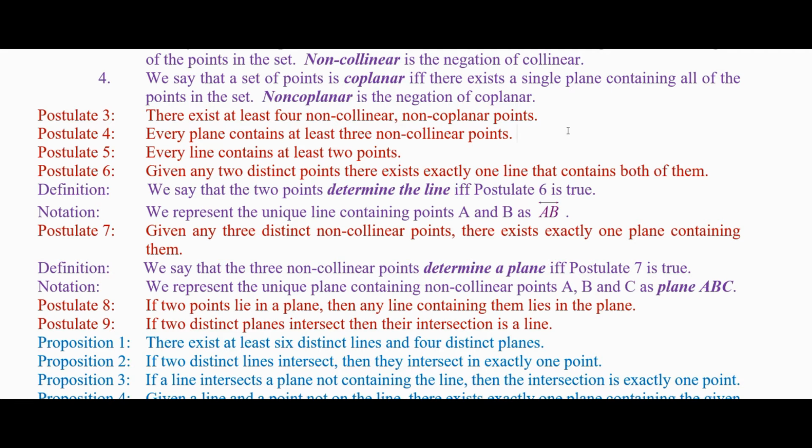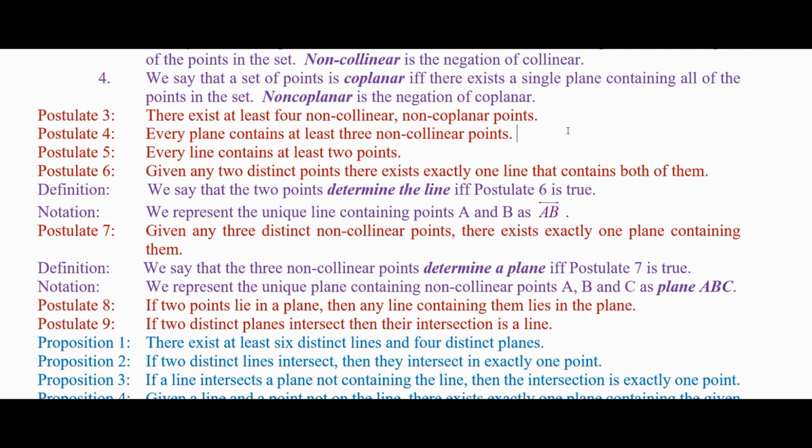We represent the unique line containing points A and B as A and B with a little line symbol over it with arrows on both ends. Postulate 7: given any 3 distinct non-collinear points, there exists exactly one plane containing them. Another definition: we say that the 3 non-collinear points determine a plane if and only if postulate 7 is true. We represent the unique plane containing non-collinear points A, B, and C as plane ABC.